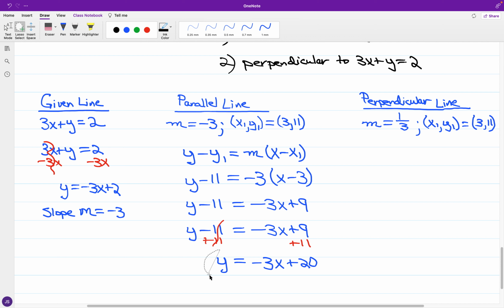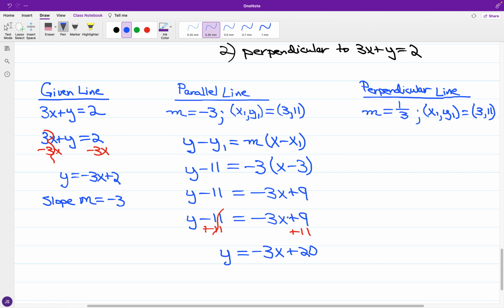Just looking at the consistency, we got the slope at negative 3, and seeing if (3, 11) belongs, we have y at 11. So the left-hand side of the equation is going to be 11, and I want the right-hand side to be as well. For the numerical value on the right, negative 3 times 3 is negative 9. Negative 9 plus 20 comes out also to positive 11.